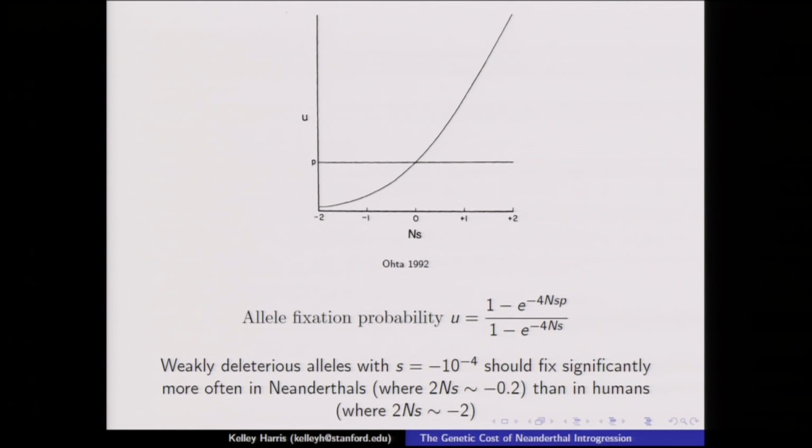And so from some theory by Tomoko Ohta, this is from a 92 paper, but much earlier, basically the fixation probability of a new allele depends on the product between population size and the selection coefficient of an allele. And so if you have a very weakly deleterious variant, then if humans had a 10 times larger population size than Neanderthals did, then you can basically have a much higher probability for that allele to fix in Neanderthals than humans. And then once that allele gets into the human population, you have the potential for it and the surrounding Neanderthal DNA to be strongly selected against.